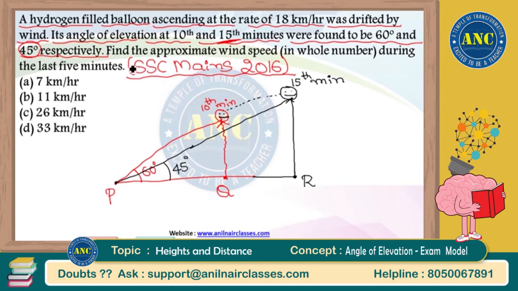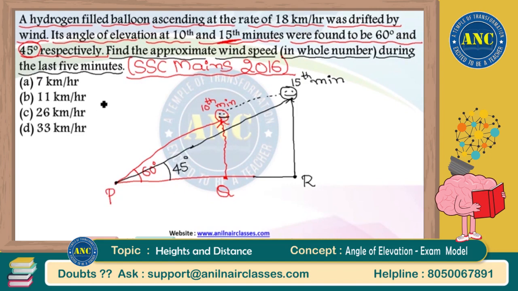Now your question is: find the approximate wind speed in whole number during the last 5 minutes. That means from the 10th minute to the 15th minute, what is the speed of the balloon? The speed of the balloon is given in the question as 18 kilometers per hour. That was not from 10th to 15th. That was till the 10th minute, but after the 10th minute the balloon is drifted by the wind and it is moving like this. What will be the speed of the balloon from the 10th minute to the 15th minute, that means in the last 5 minutes?